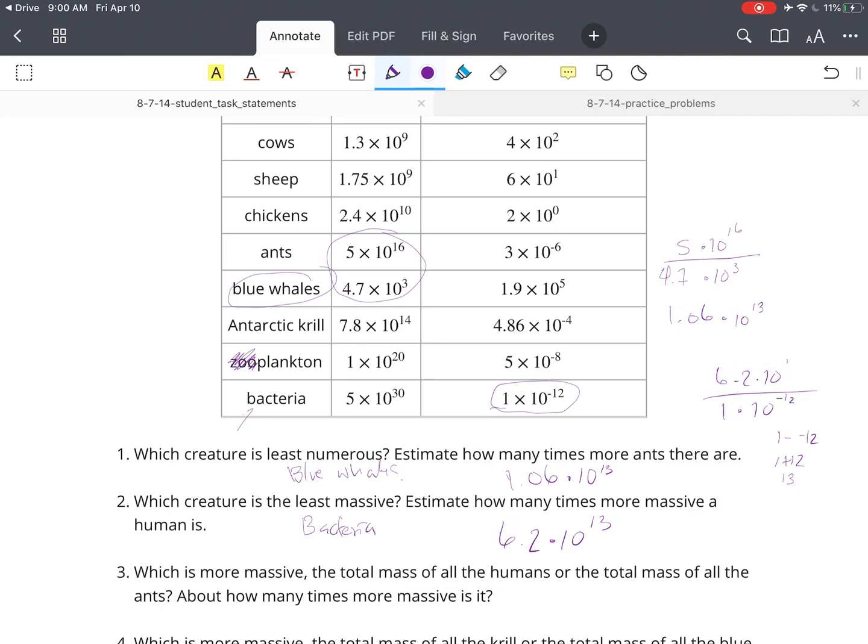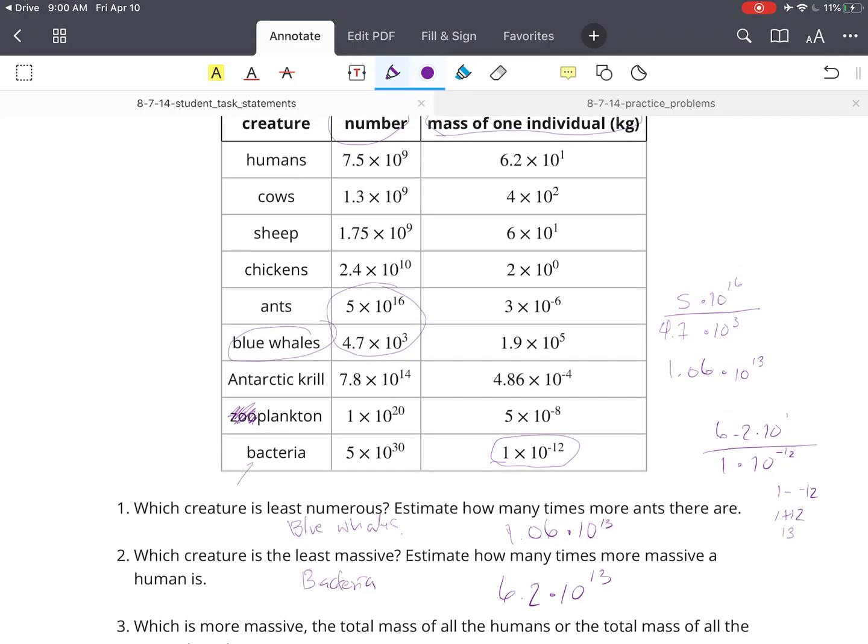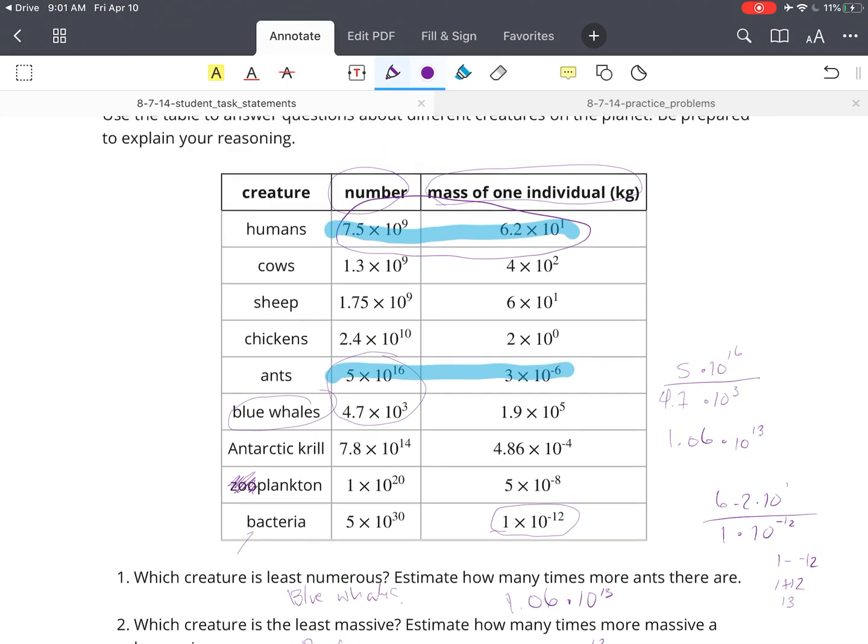Which is more massive, the total mass of all the humans or the total mass of all the ants? They're asking us, if you were to multiply these two, and you were to multiply these two, which one's bigger? Well, 7.5 times 6.2 is 45. And then 10 to the 9 times 10 to the 1 is 10 to the 10th. So that's the total mass for humans.